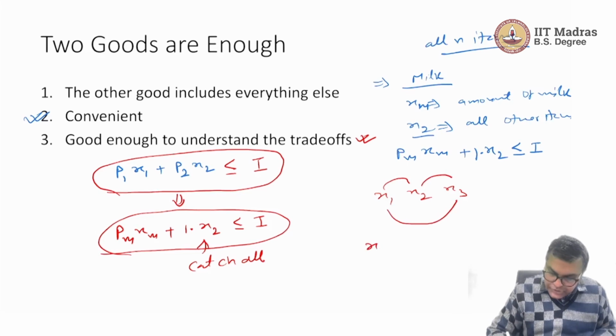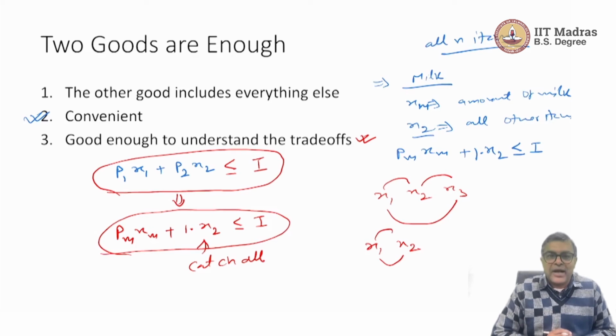When you have 2 goods, you will have only 1 trade off, and when the aim is to understand the trade off between 2 items, two goods are enough for our purpose, and that's what we are going to do. We are going to limit ourselves to two goods. That's really very helpful.